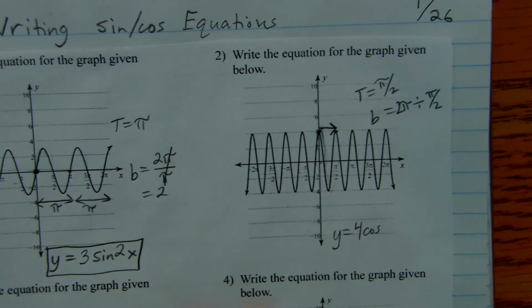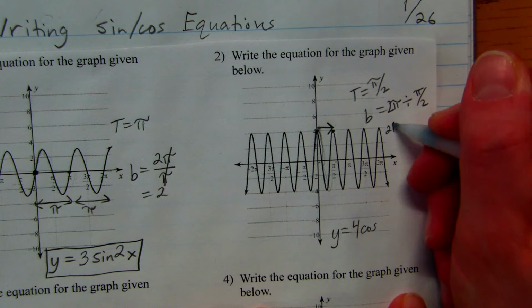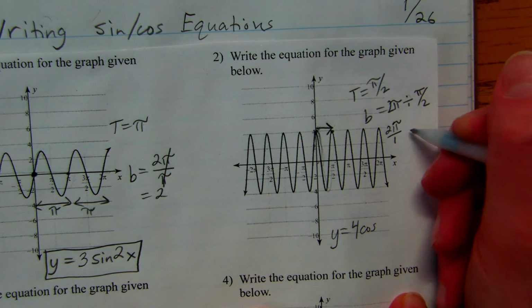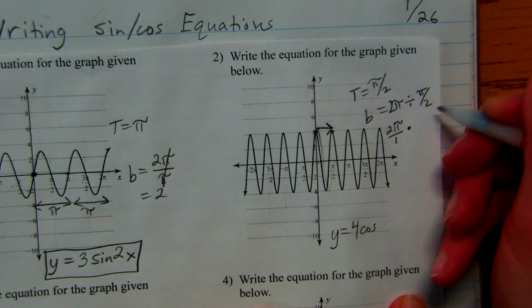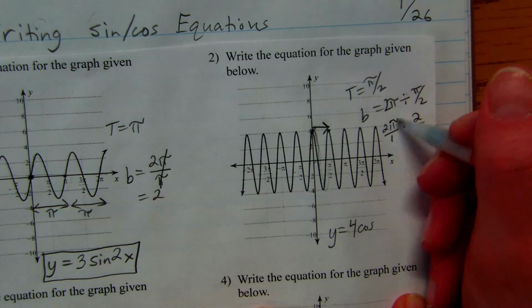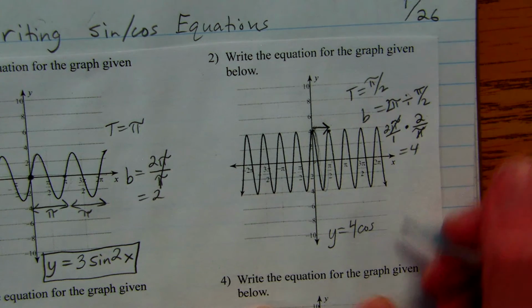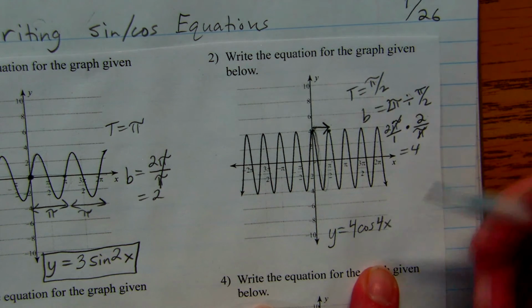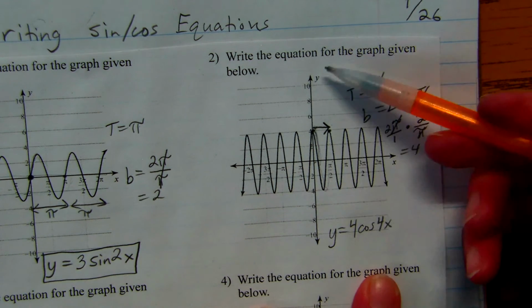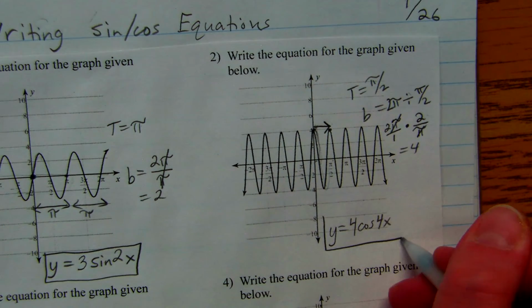So we have to remember how to divide fractions. So I'm going to make this 2 pi over 1. It just stays the same. I change division to multiplication and flip over the second fraction. The pi's will cancel, and I'm left with 2 times 2, which is 4. So I'll put 4x in here. And if we look, this has not been moved up or down or anything weird like that, so we're good.